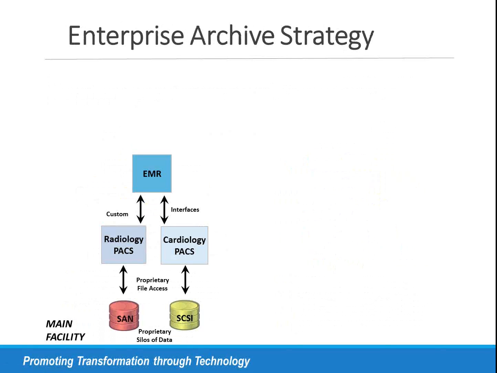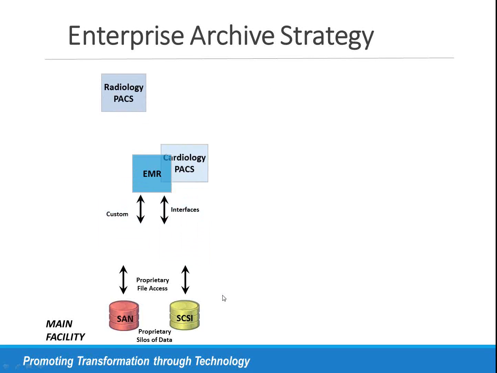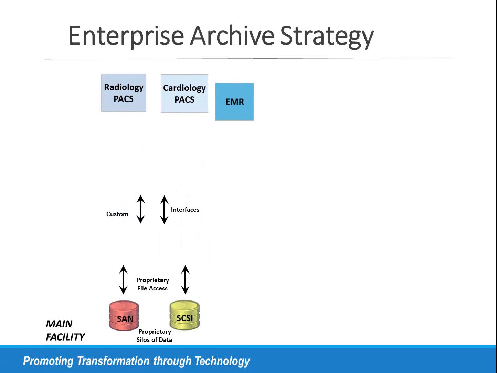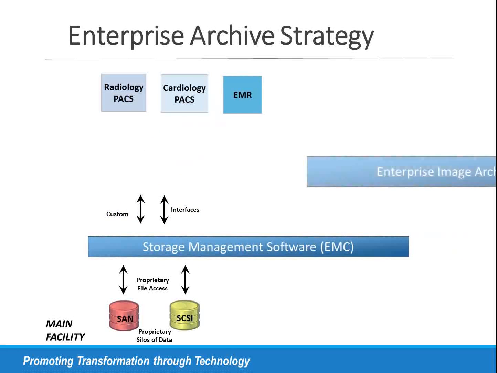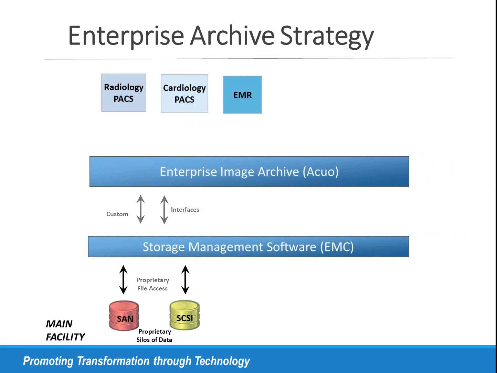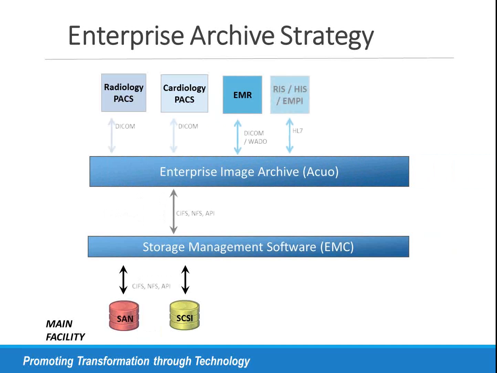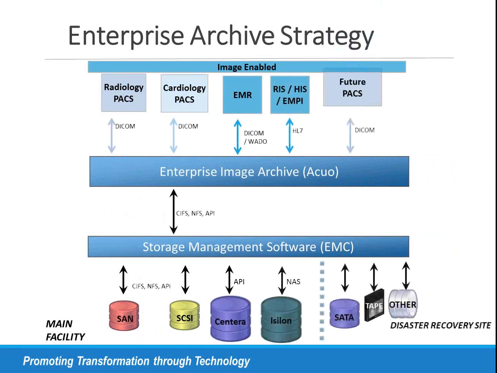So our enterprise archive strategy really had to do with this. We really had a radiology and a cardiology PAC system, each having their own proprietary file access to the storage area networks. And so what we wanted to do, and what the archive allowed us to do, is move radiology PACs, cardiology PACs, and components of the EMR to a level that allows the enterprise image archive to exist underneath that.